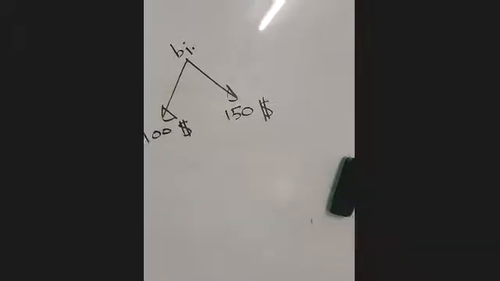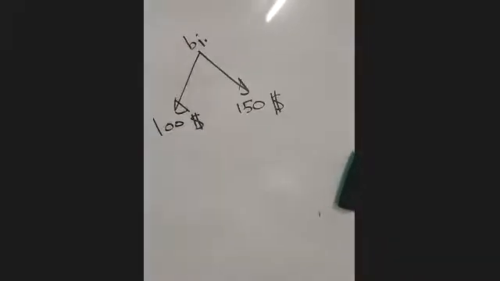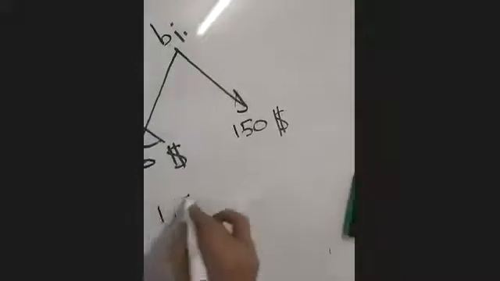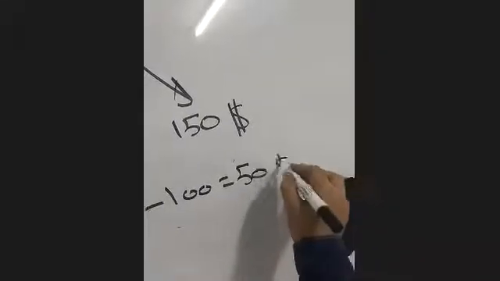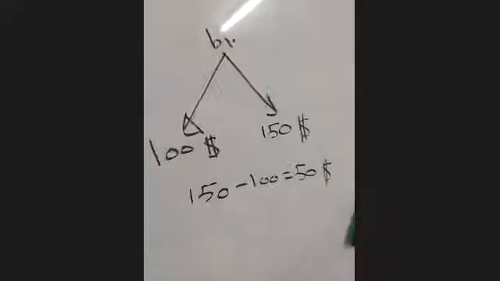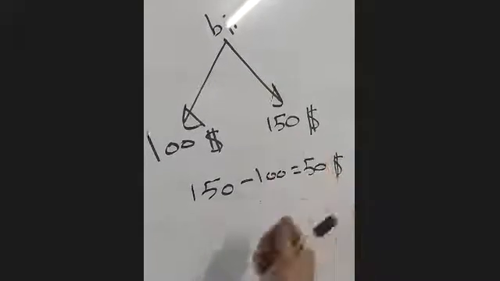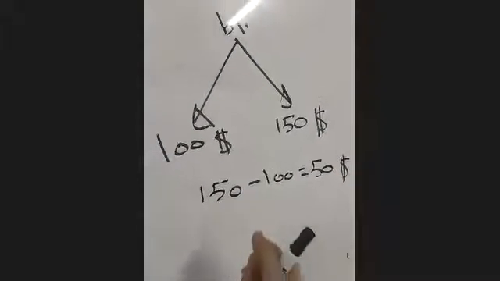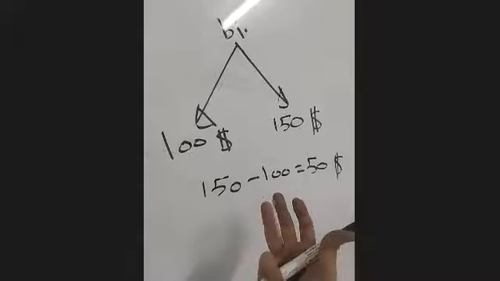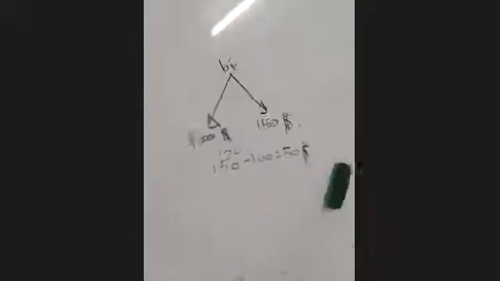I did 150 minus 100. We did subtraction, right? 150 minus 100, we will save how much? $50, right? This is what we did. A bicycle from this store is 100, a bicycle from the other store is 150. To know how much we will save, guys, we will subtract.